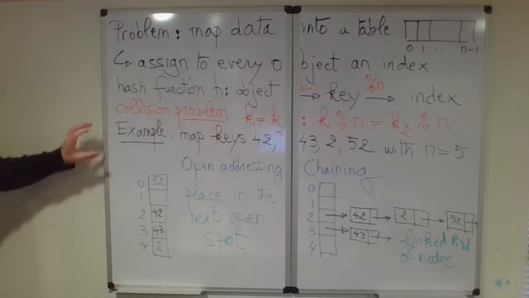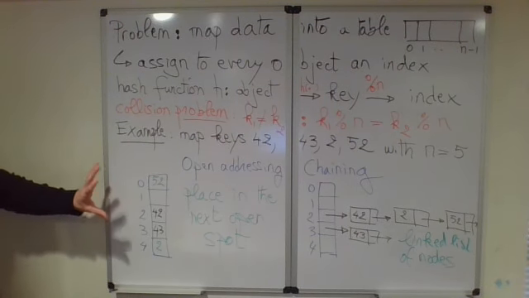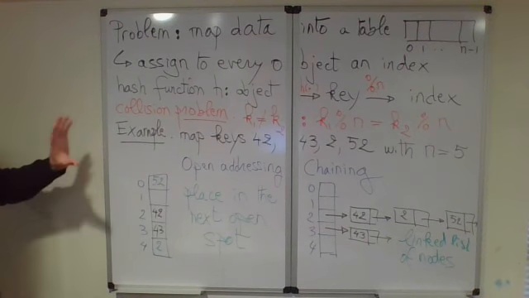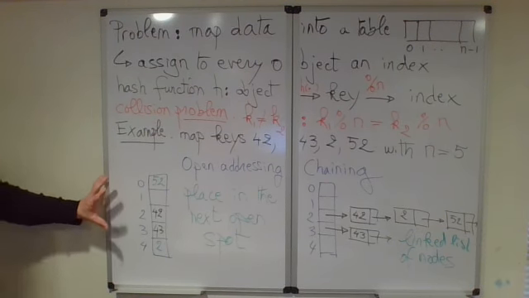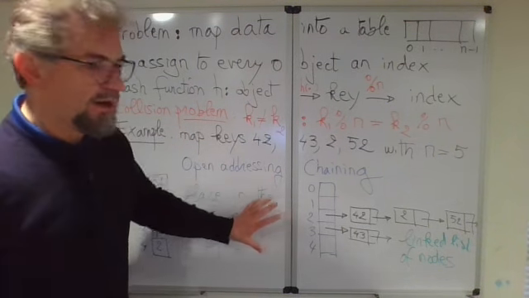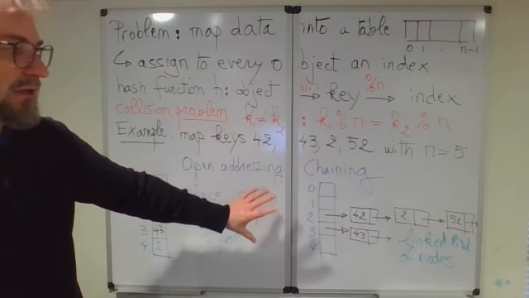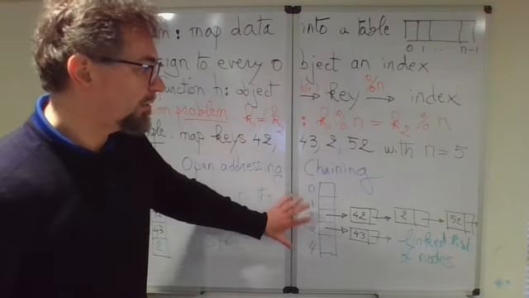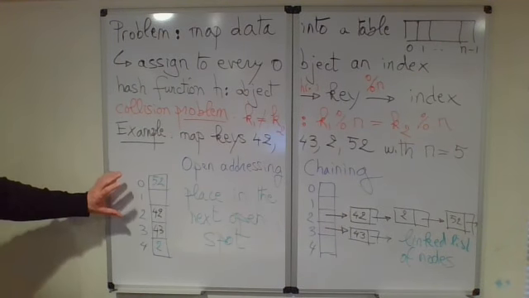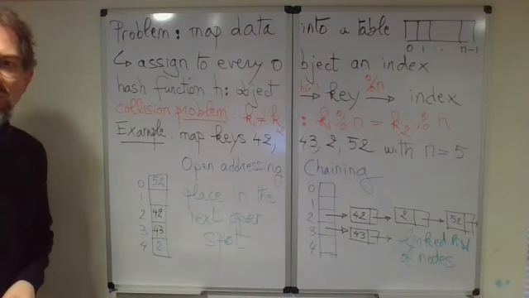So these are 2 solutions to this collision problem. The open addressing works with tables of fixed capacity. If you have somehow an idea on the total number of keys that you want to store, then that is recommendable. With chaining, you have an unlimited capacity. So if you don't really have a good idea how many keys you are going to map into your table, then you can use chaining. Both approaches have the disadvantage, however, that when there are many collisions, it will slow down the lookup in this table.